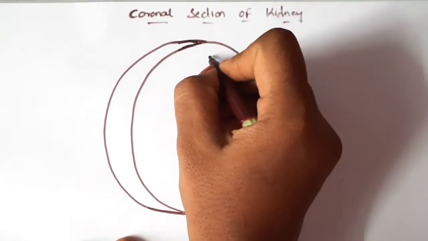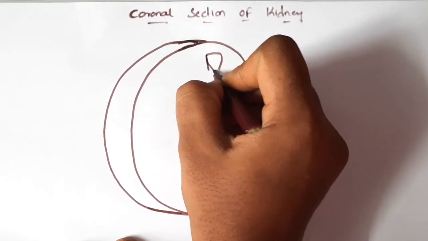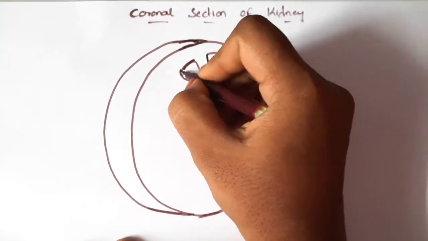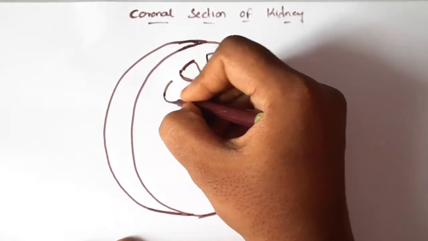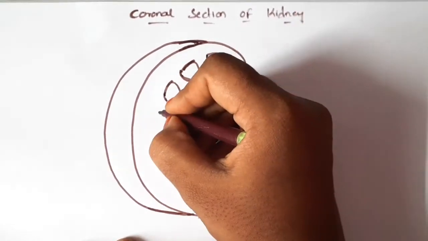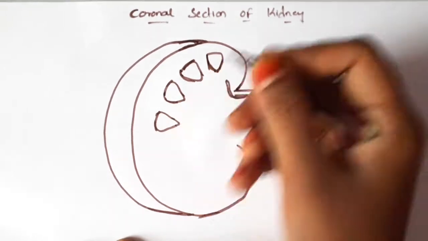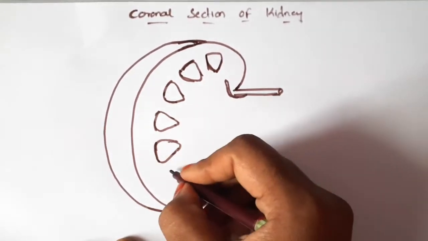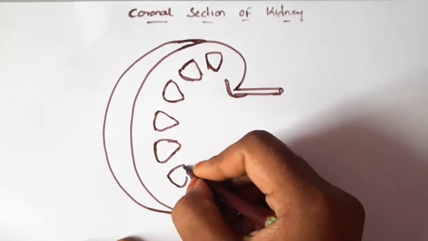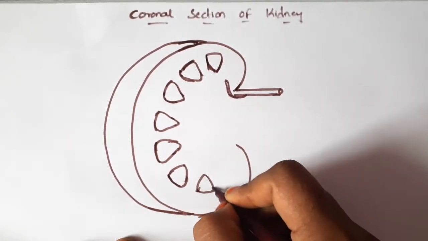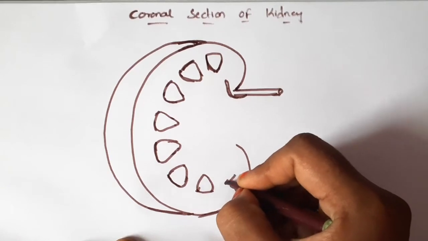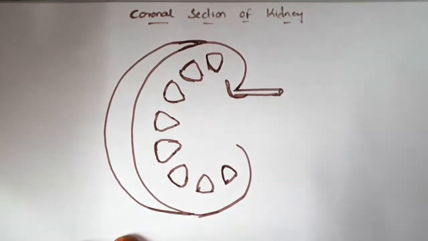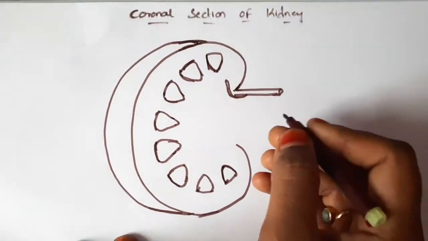This is the renal sinus, having the renal artery, and this is the renal pyramids in the medulla. These are 10 pyramidal masses which are located in the medulla with base facing towards the cortex and apex towards the renal sinus. These apices are nothing but apices of the renal pyramid, known as renal papilla, which are indented into the minor calyces.